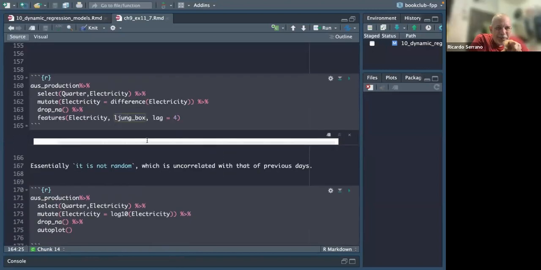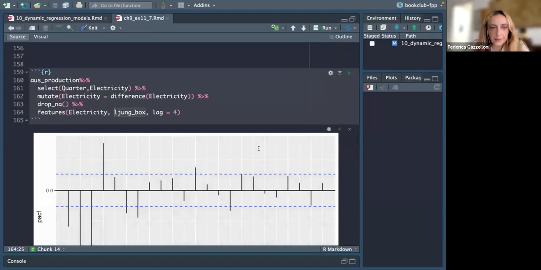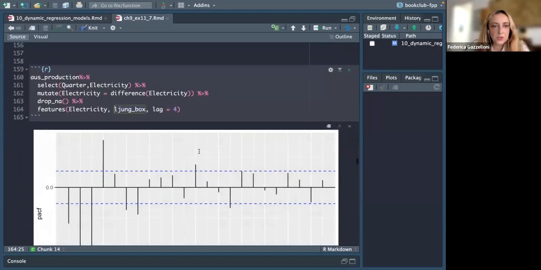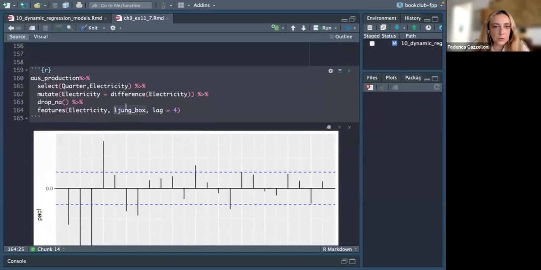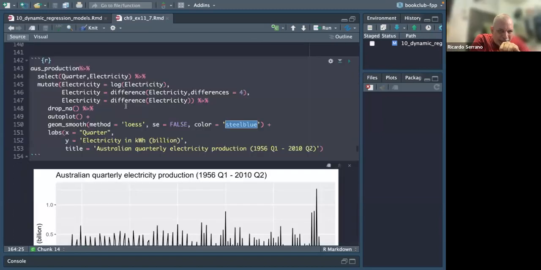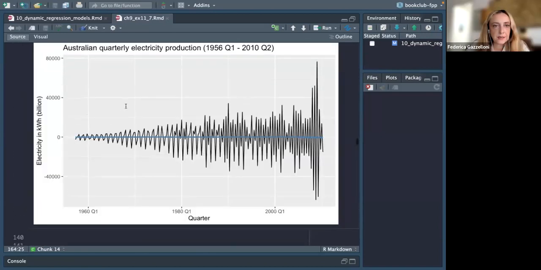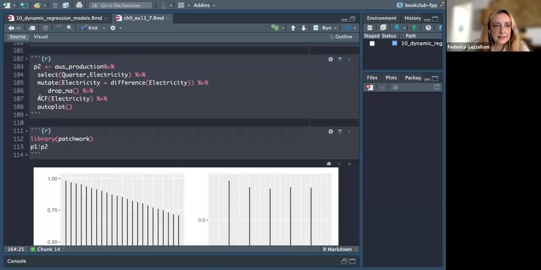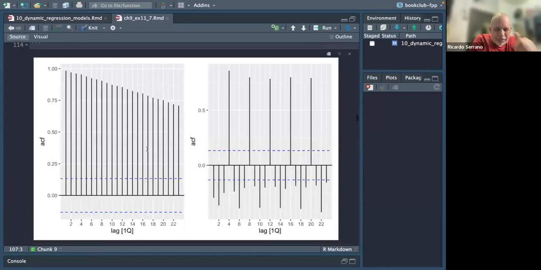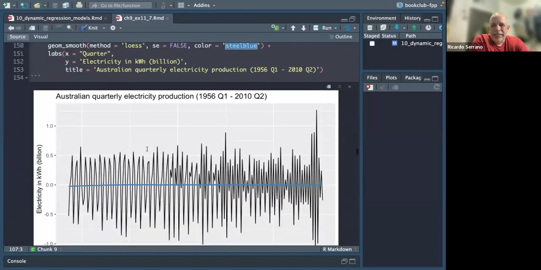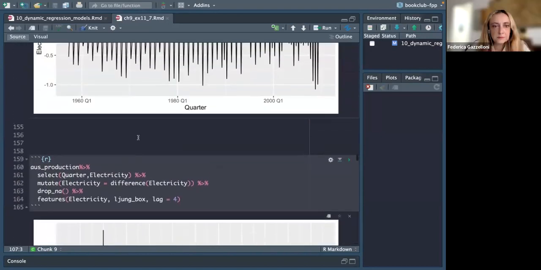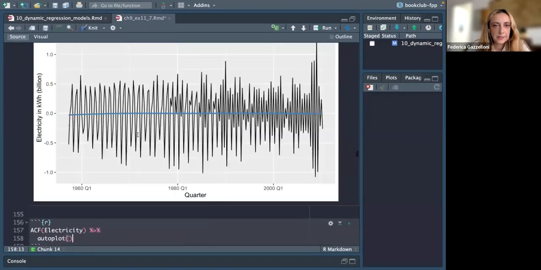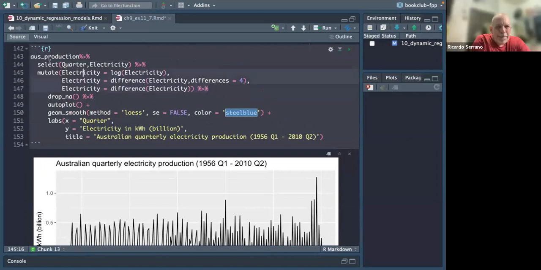Now check that transformation and those differences with the ACF. The one that we did, yeah. So just the ACF of electricity. Exactly. So you have to do the transformation, the seasonal differencing, and the simple differencing. And I use this. Yep.